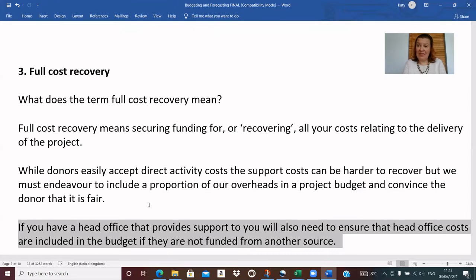I also note here that if you have a head office, you may also have to budget to try and recover some of the costs that will contribute towards head office costs, because likewise, your head office is an essential and critical part of the delivery of your project.